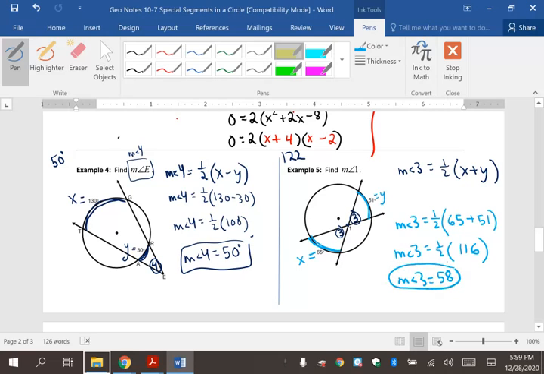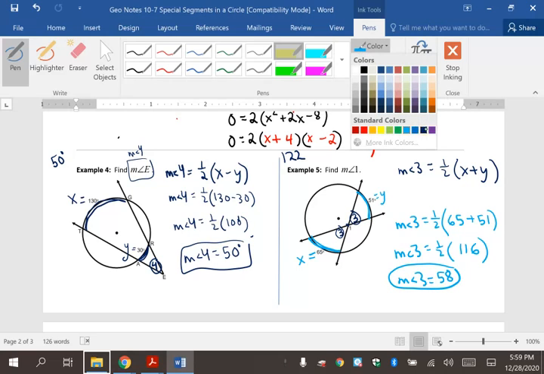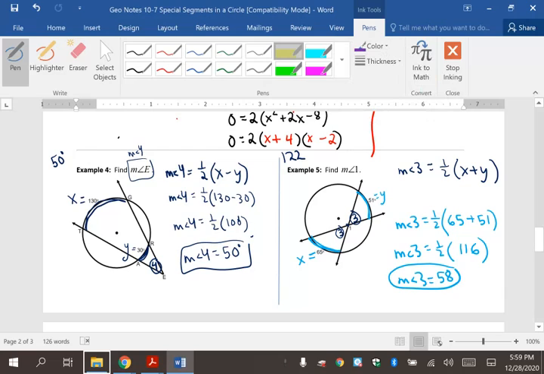That is not our answer. We do have to make sure we're answering the question. And the question is measure of angle 1. Note that 1 and 3 are supplementary. They form a linear pair. So by the supplement theorem, those two angles add to 180. And so measure of angle 1 plus 58 equals 180. So 180 minus 58 is 122. So that's our final answer.